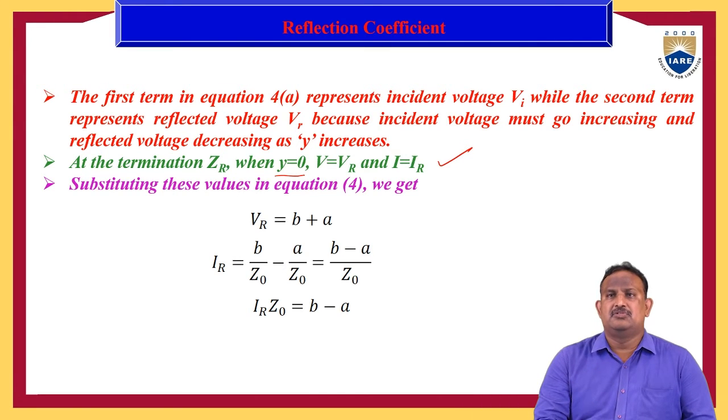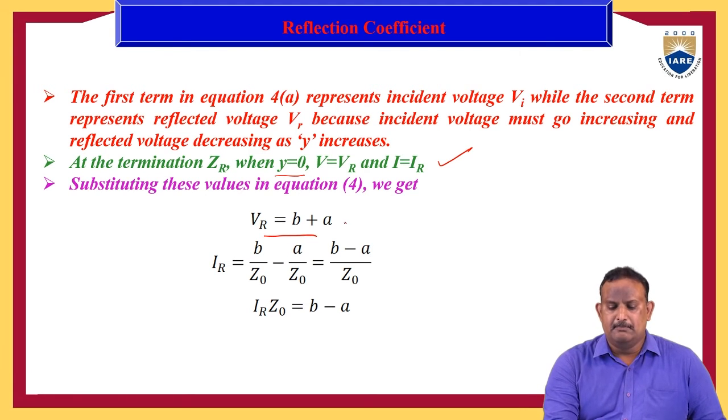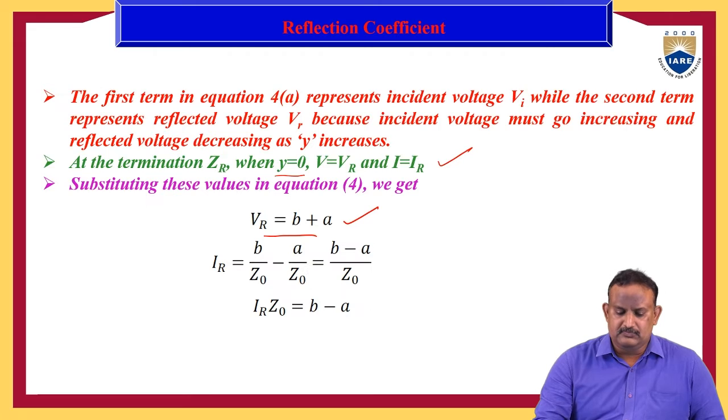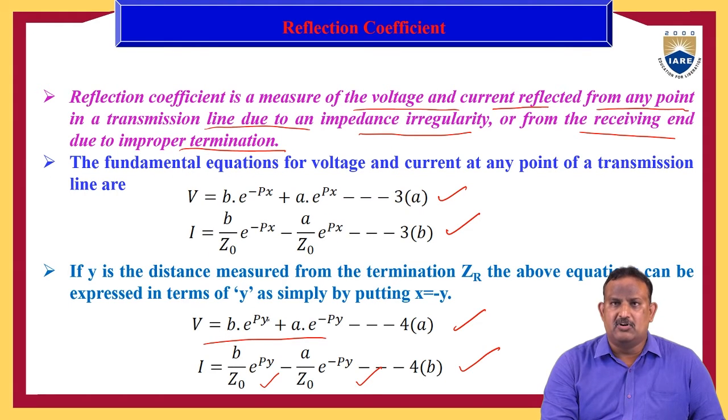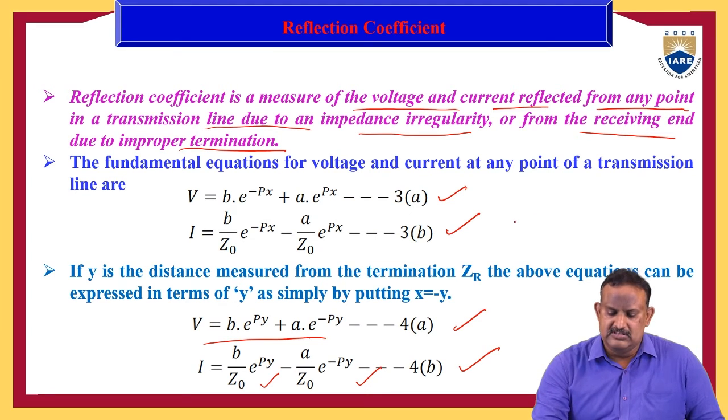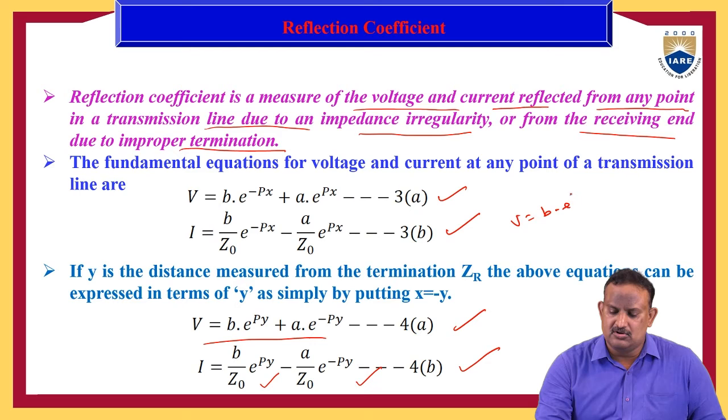Then if you substitute these two in the above transmission line equation, we can have VR equal to B plus A. What is the equation here? We have V is equal to B into e power Py plus A into e power minus Py. So if you substitute y equal to 0, V is equal to B into e power 0 plus A into e power 0. Therefore, e power 0 is 1, and we have V equal to A plus B.